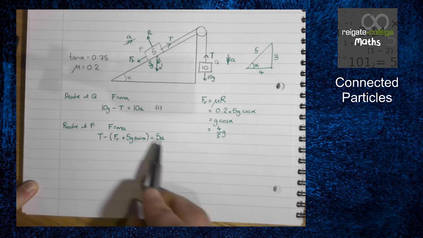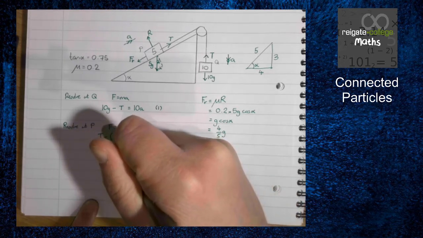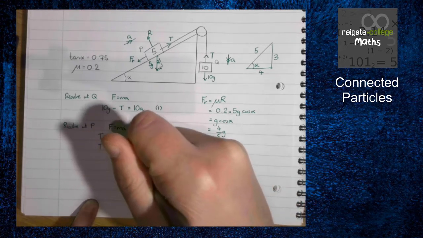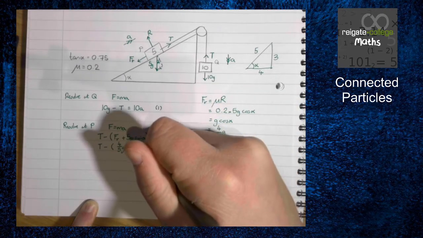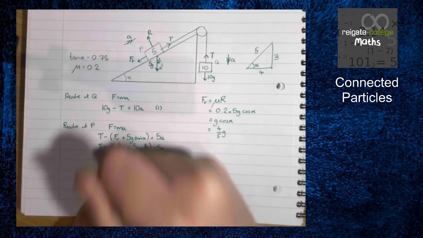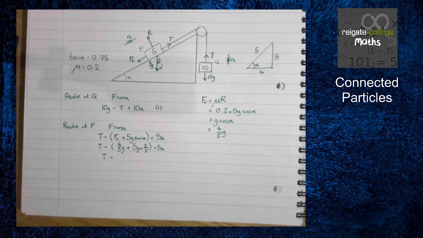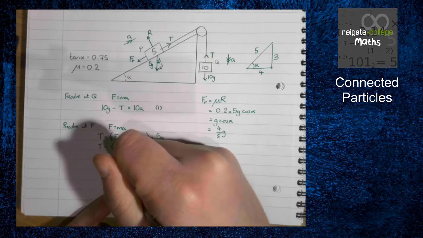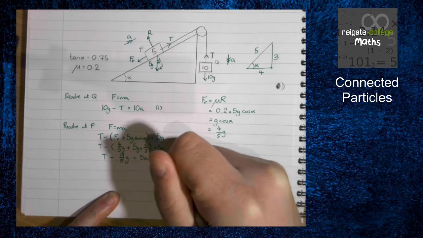We can now start putting things in here. So we know that T minus friction, 4 over 5 g, plus 5g times sine alpha, which is 3 over 5, is going to be equal to 5a. So T minus 4 over 5 g plus 3 over 5 times 5, so 4 over 5 plus 3. So T minus 19 over 5 g equals 5a. And this is equation 2.